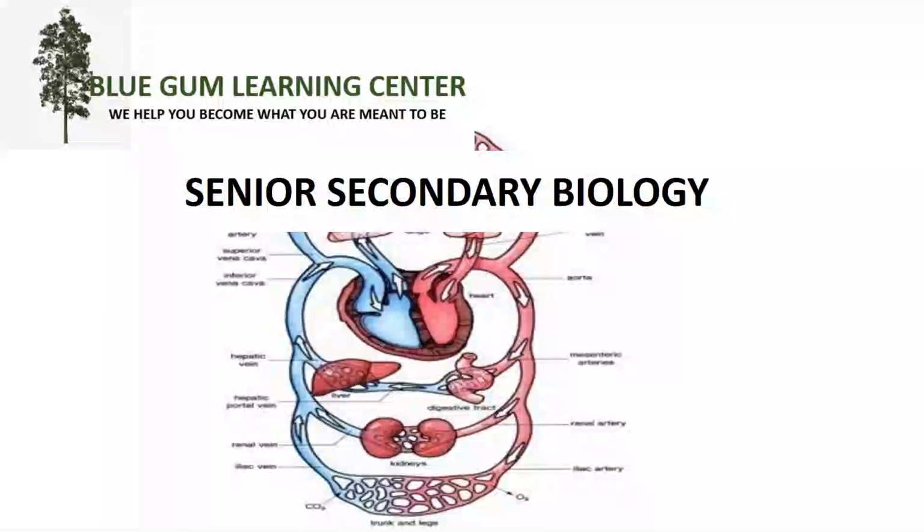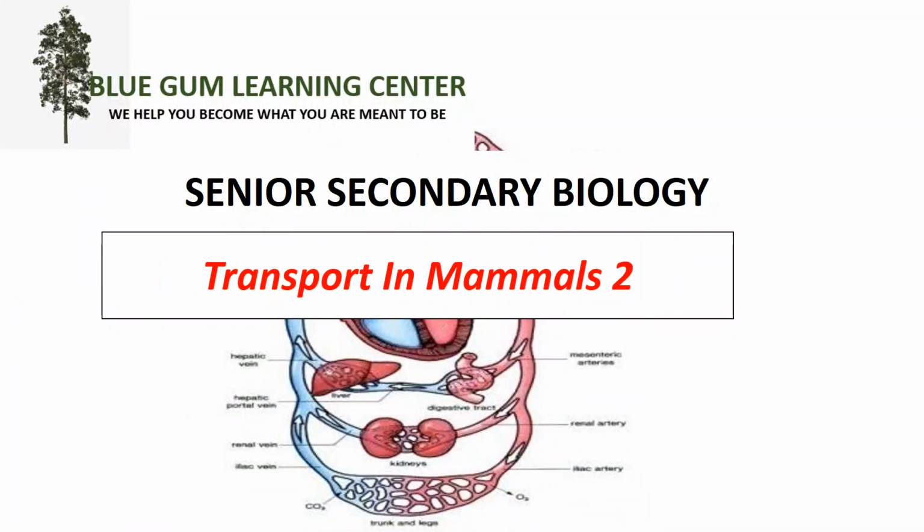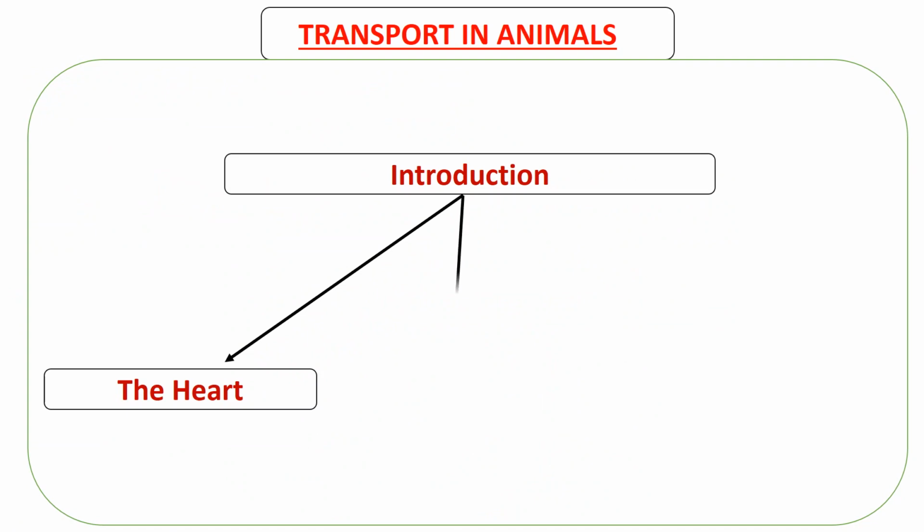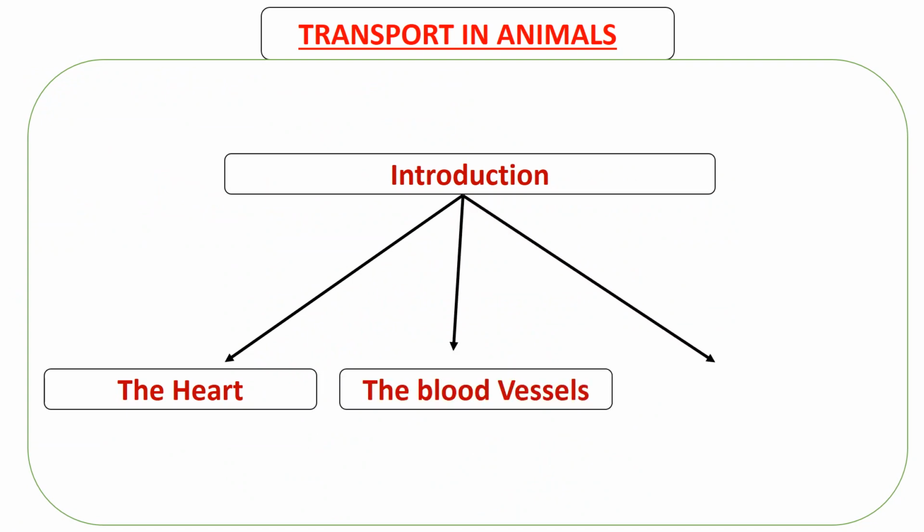Welcome to the continuation of transport in mammals. So far, we've looked at the heart. In this video, we're going to take a look at blood vessels and we'll also look at part of the blood. In the next video, we'll finish up blood and we'll look at another transport system called the lymphatic system. Let's get started.